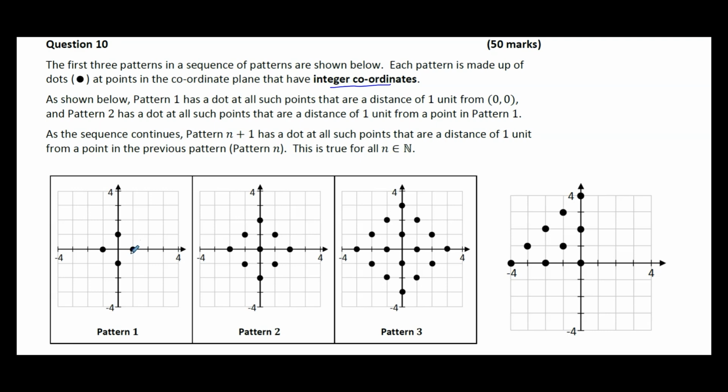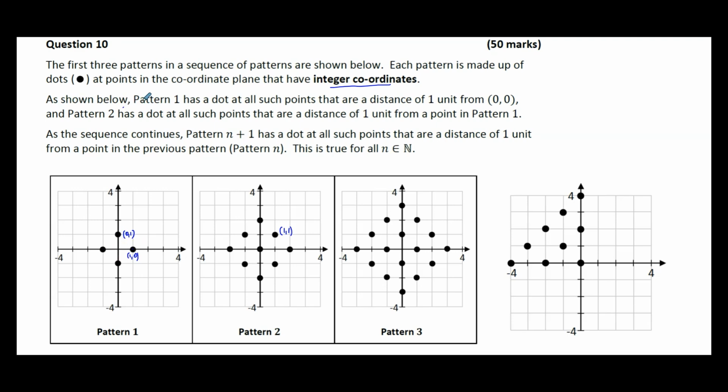So as we can see, let's say here will be 1 and 0, isn't it? Here will be 0 and 1. Or let's say if I pick this dot, that will be 1 and 1. As shown below, pattern 1 has a dot at all such points that are a distance of 1 unit from 0, 0. So we can see one distance, 1, 1.